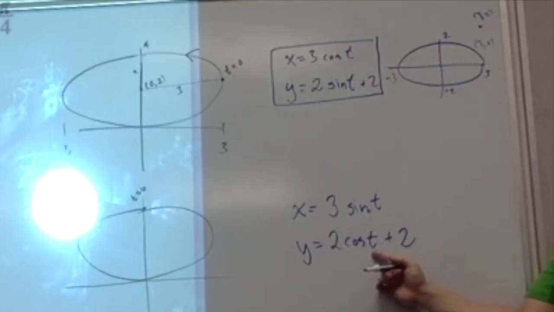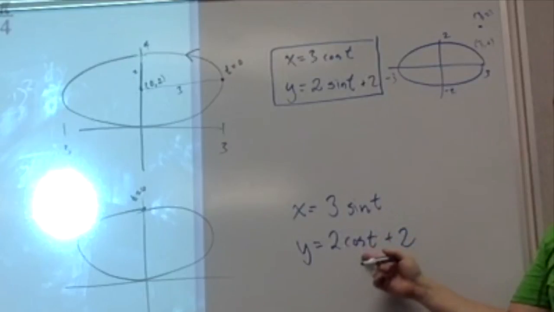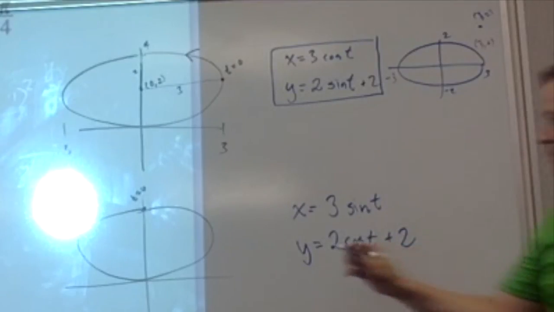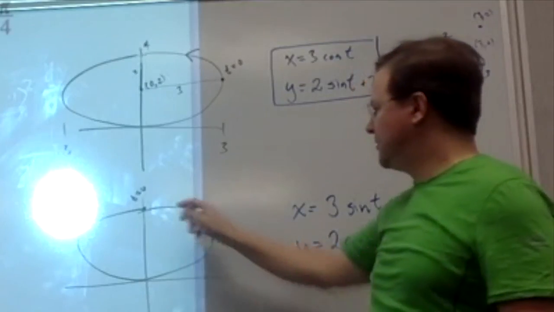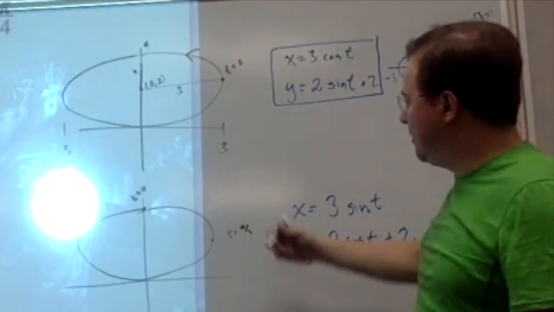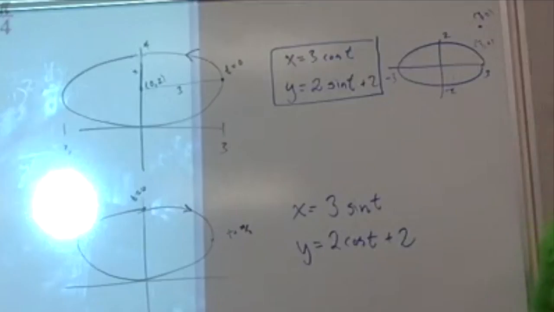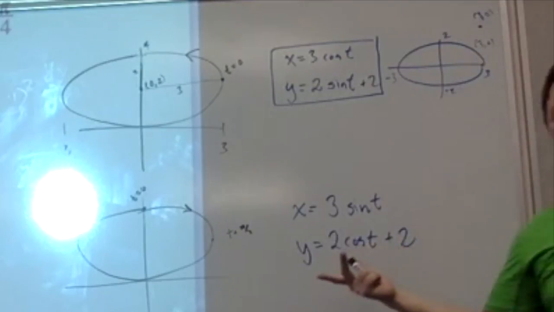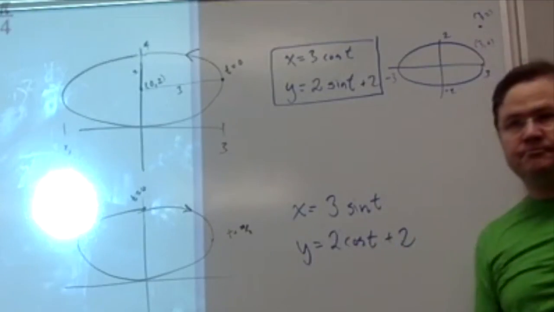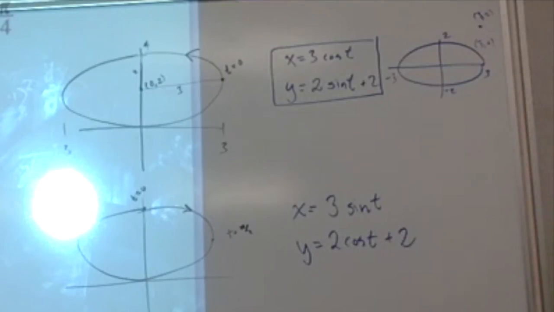And notice that if you plug in pi over 2, sine of pi over 2 is 1, so you get 3. Cosine of pi over 2 is 0, so you get 2. So this is when t equals pi over 2. So now the orientation is actually clockwise in this case. So that's 2 possible parameterizations of the same curve.